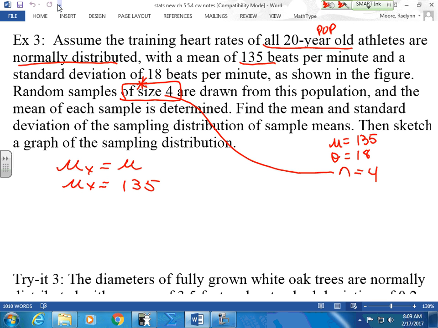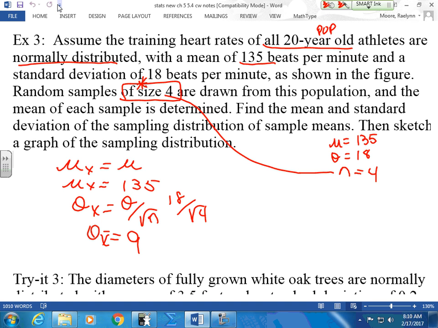The only thing that's going to change: my mean is going to stay the same, but my standard deviation is going to be the standard deviation divided by the square root of n. That's where that n comes in. So we take his standard deviation and divide it by the square root of 4, which is 2. So 18 divided by 2 is 9. That's the only thing that's going to change. So now when we go to use your z-score formulas, we're going to use the standard deviation as 9.